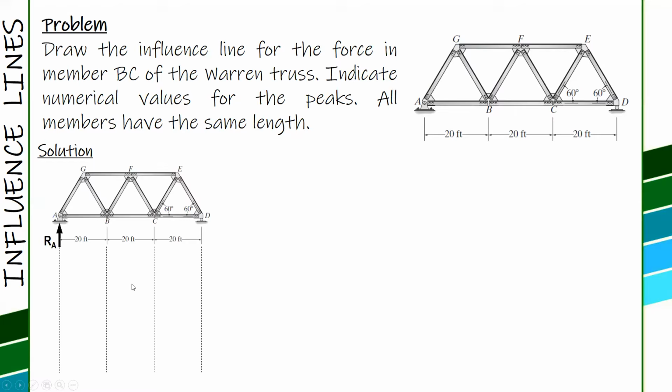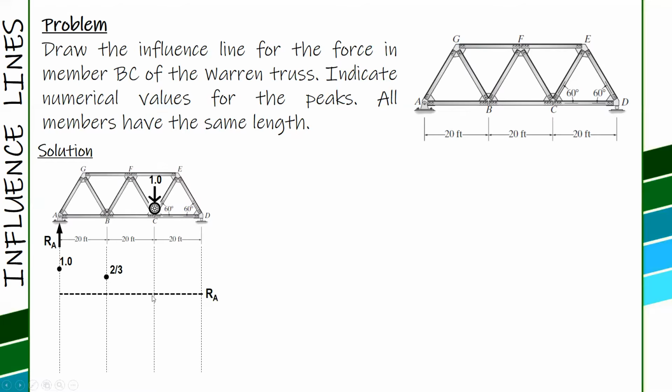So, for RA, anita na. First, when the unit load is at A, what would be the value of RA? So, you can use statics. Like summation of moment sa D, makuha ni mong RA. And that will be equal to 1. And then move when the unit load is at B, what's the value of RA? Statics again. The answer is 2/3.